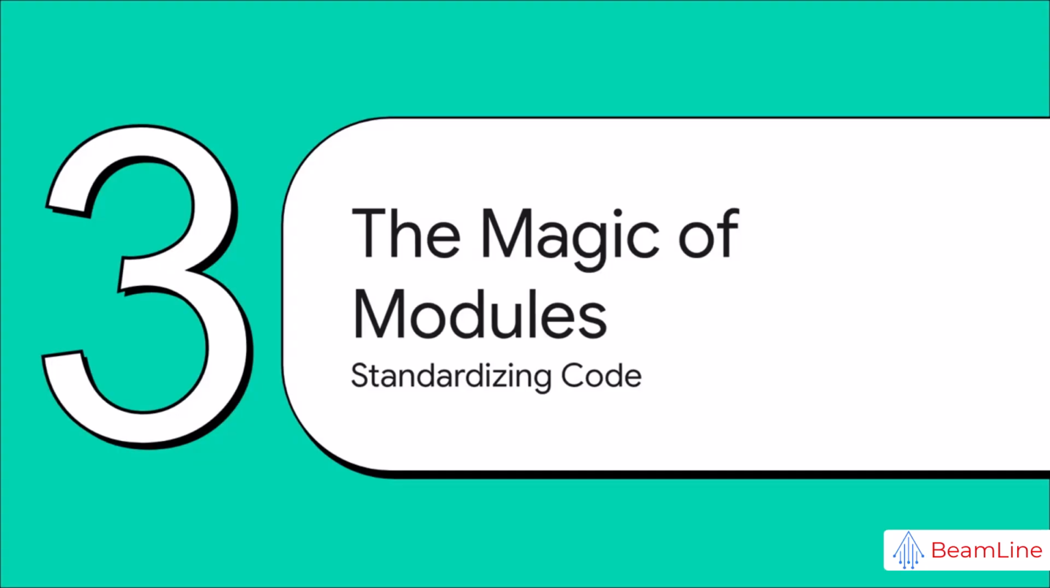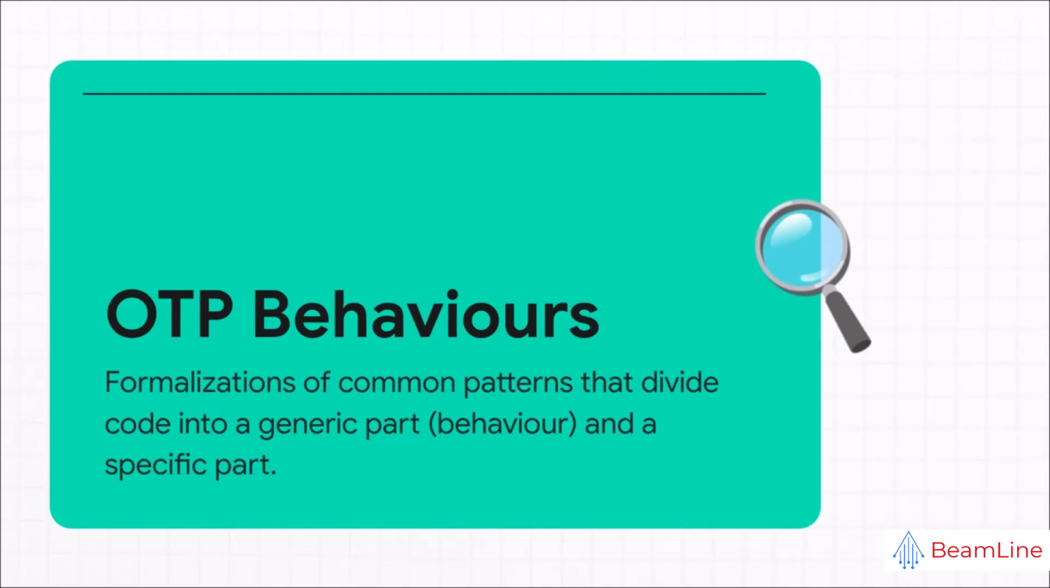So separating state and code is a superpower. But to make it actually work across a big, complex system, you need some rules. You need a standard way of doing things. And that's exactly where OTP behaviors come into play. Behaviors are basically just blueprints for common types of processes.